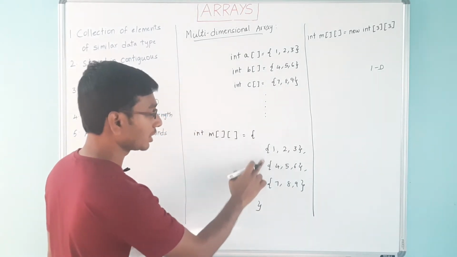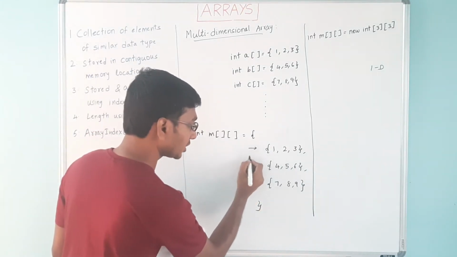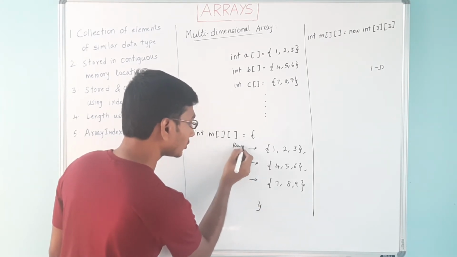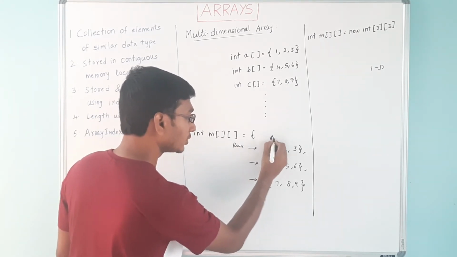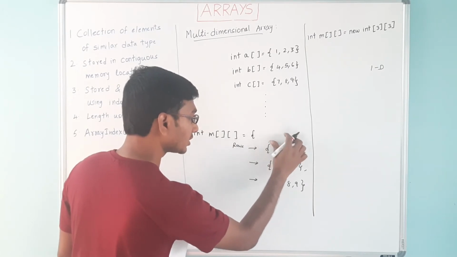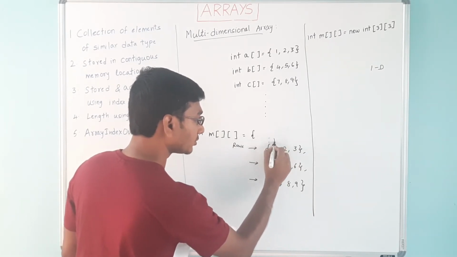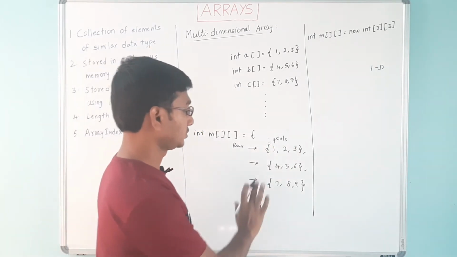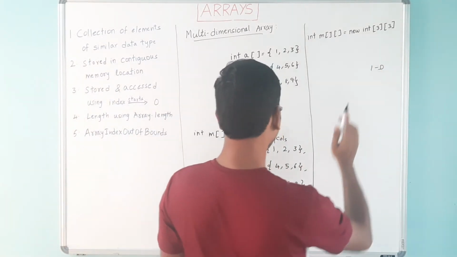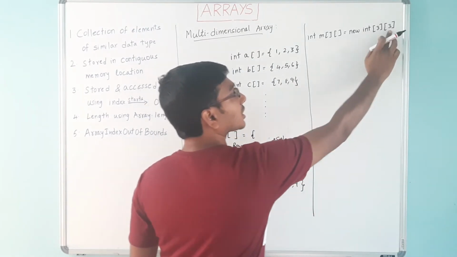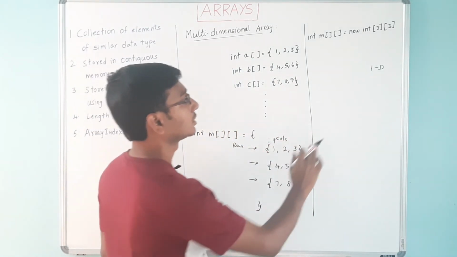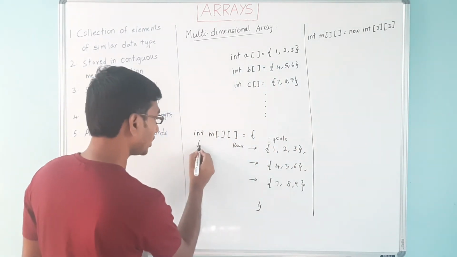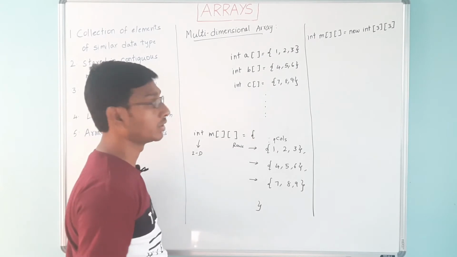So here you can see we have 3 arrays. From top to bottom we can represent them as rows, and from left to right we can call these columns, just for our understanding, right? So the first number represents the rows and the second number represents the columns, right? This is called a 2D array, 2-dimensional array.